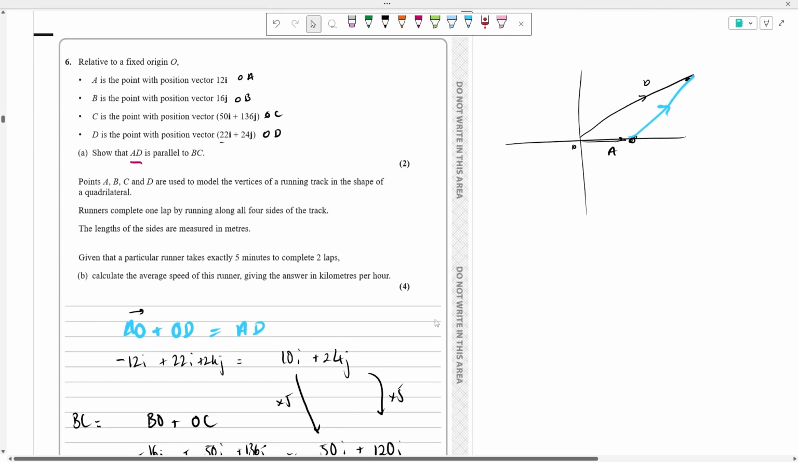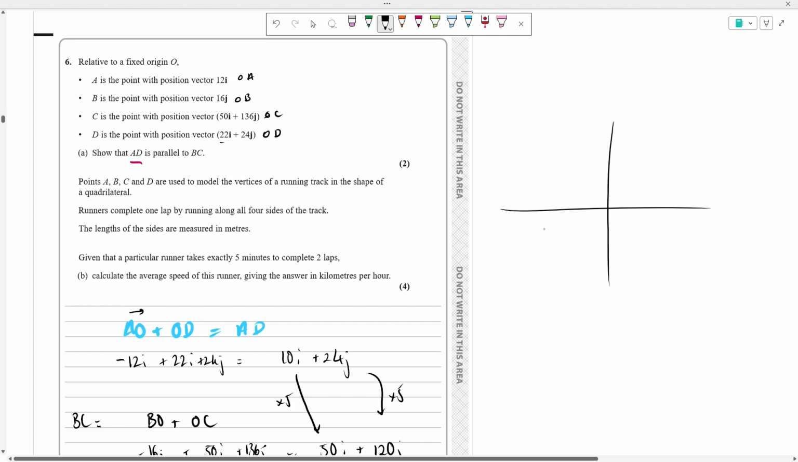So what I'm going to do for part B is I'm going to redraw or draw kind of what it might look like. Well, 12i, let's say 12i is here. 16j, let's say 16j is here. 50i plus 136j is, let's say, like here. And then 22i is like there. Okay, so if that's A, that's B, that's C, and that's D, that essentially kind of connects like this, like so.